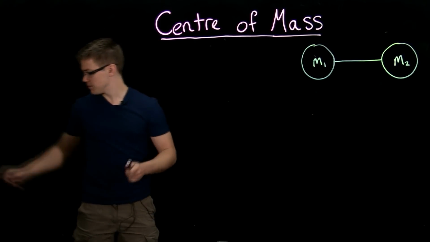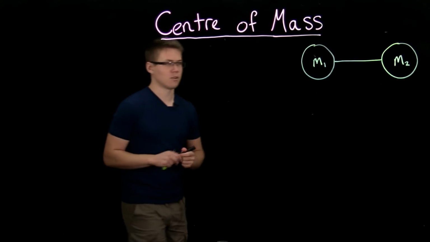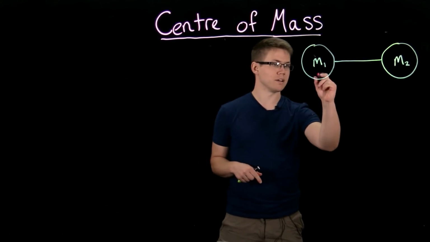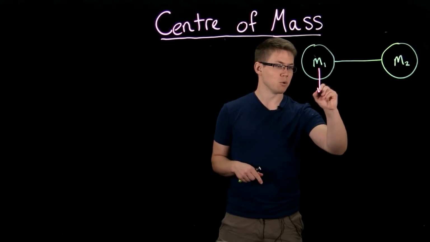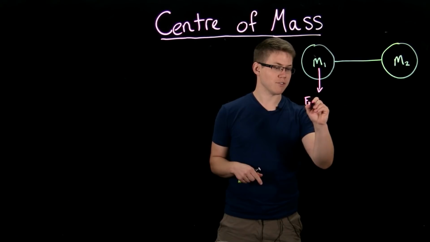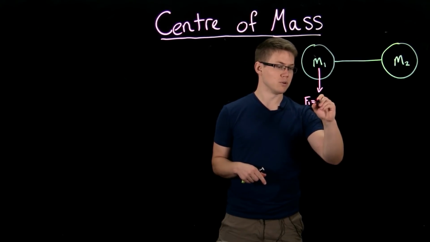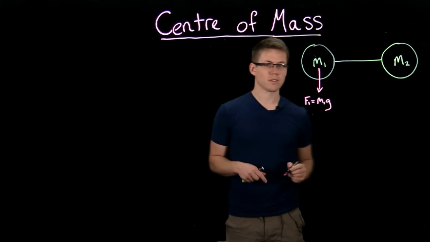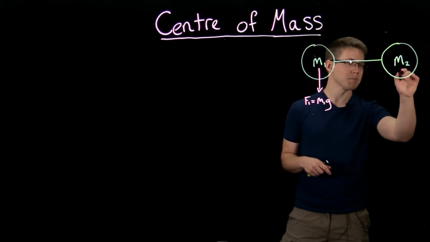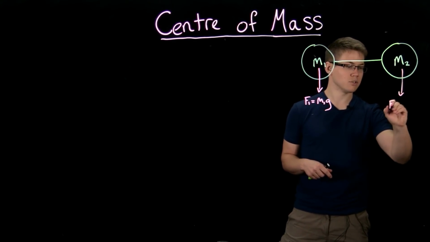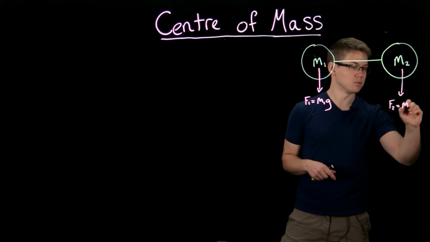Okay, so what can we do? Well, let's start off by writing down what forces these things will be subject to. So there will be a force, let's call this F1, which is going to be equal to m1 times g. And we'll also have a force on this second mass, which we'll call F2, and that will be m2 times g.